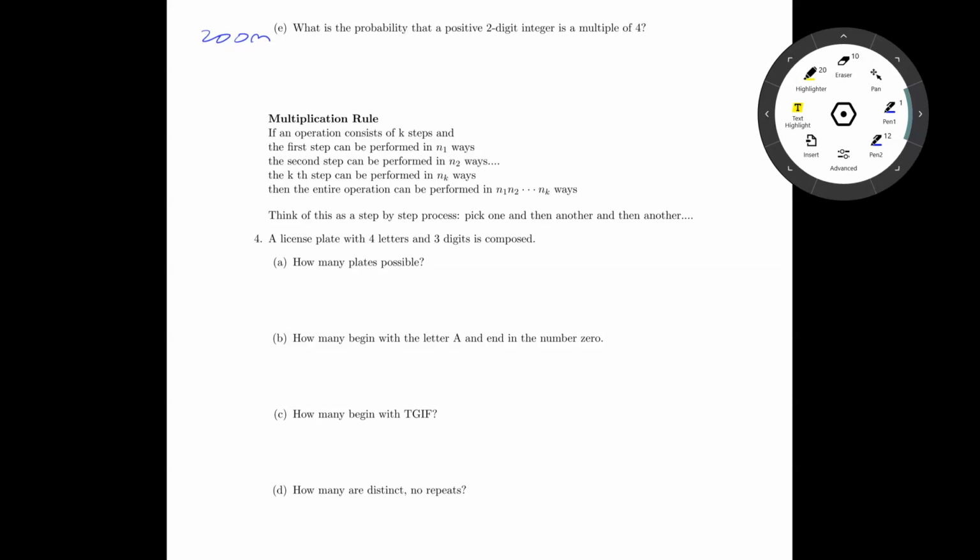So when we're wanting to figure out how many ways to do a different operation, and there's k different steps, and each step has a different number of ways, then we just multiply all those numbers of ways together. So here I have a license plate that's going to have 4 letters and 3 digits. How many different plates are possible? So 4 letters, I'm going to have 26 letters of the alphabet 4 times, so 26 to the 4th, times 10 cubed, right? Because I'm just going to be multiplying for each of the 7 places, right? 3, 4, 5, 6, 7.